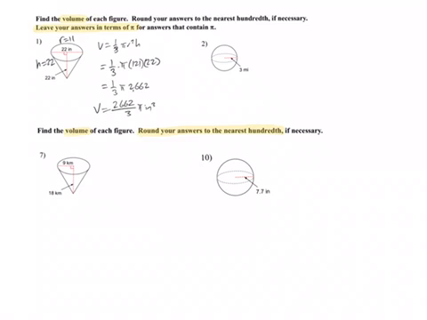Oh, I did say to round to the nearest hundredth. Just kidding. So if I take that and divide it by 3, what I'm going to do for my volume then is going to be 887.33 pi inches cubed.